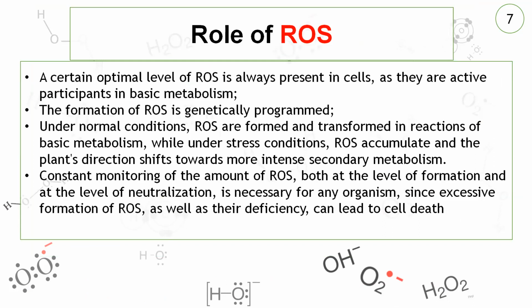A certain optimal level of ROS is always present in cells as they are active participants in basic metabolism. The formation of ROS is genetically programmed, and under normal conditions, ROS are formed and transformed in reactions of basic metabolism, while under stress conditions, ROS accumulate and the plant's directions shift towards more intense secondary metabolism.